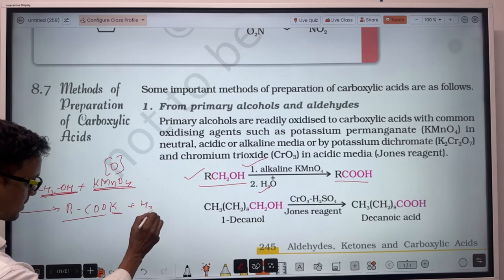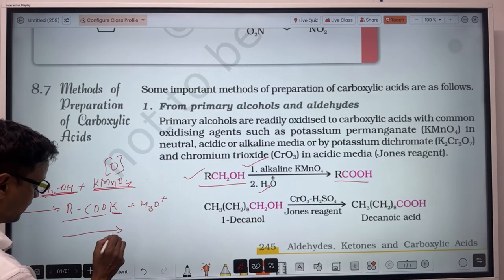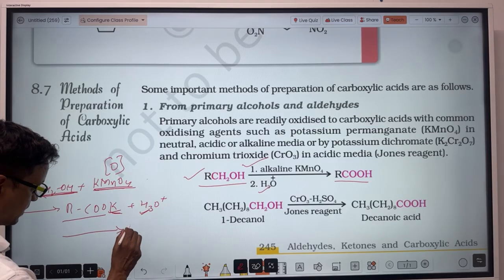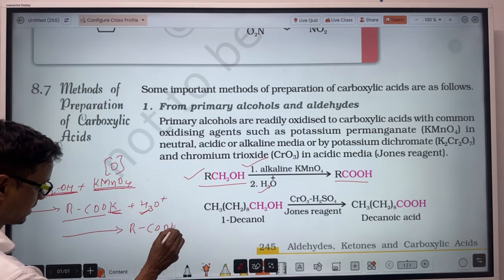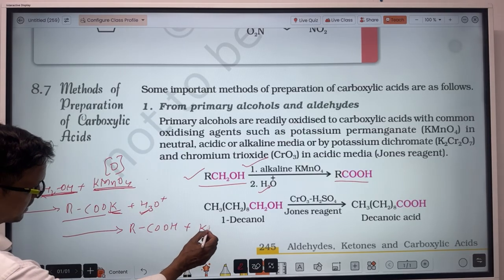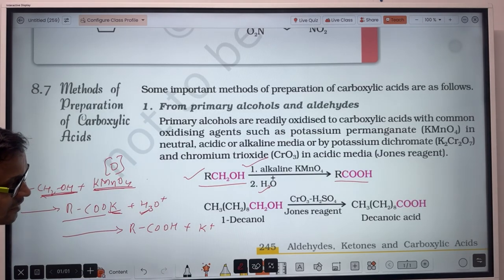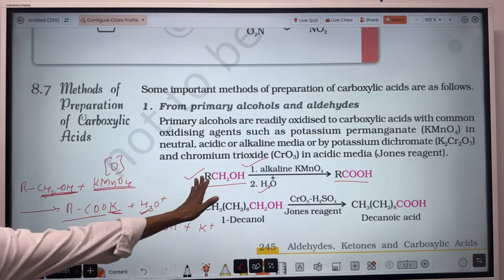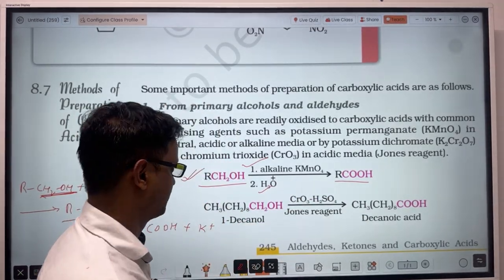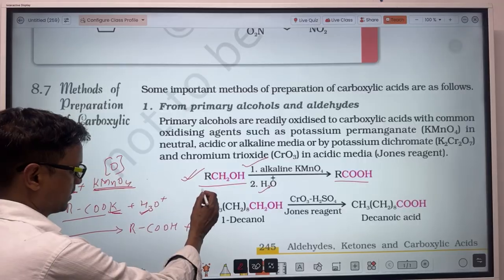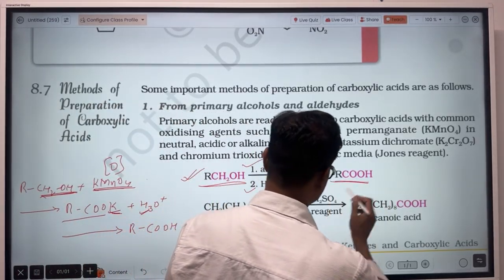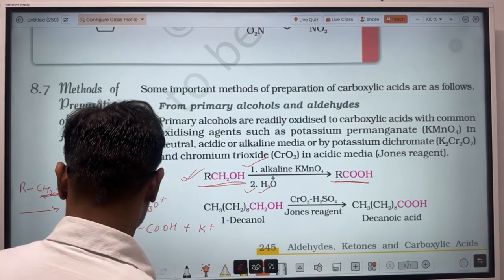And then after, when you treat with acidic water, the potassium gets replaced by hydrogen, and there will be formation of RCOOH and the potassium gets separated, like KOH or K plus. So actually the same reaction, nothing different, the same reaction about which we have discussed a number of times: alcohol is treated with alkaline KMnO4 and a second time with water, so that is formation of carboxylic acid.